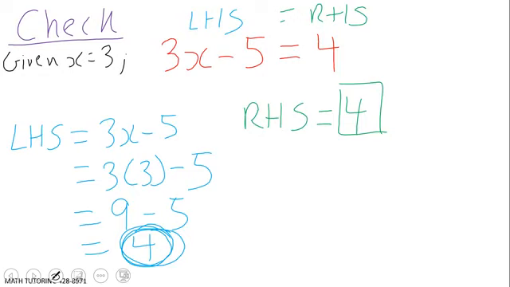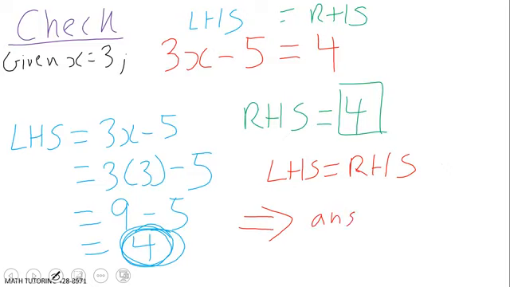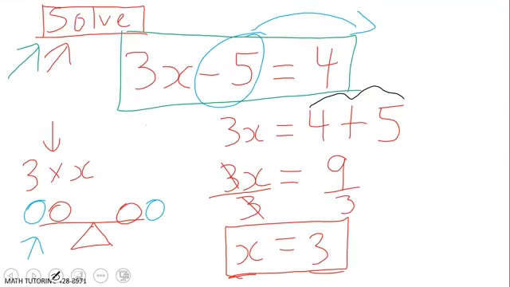So what does that mean? Let's write that down. The left-hand side equals the right-hand side. And what does that mean? This implies, and that's the symbol we use for "implies" in math, that our answer is correct. So the answer we got, x equals 3, is indeed correct.